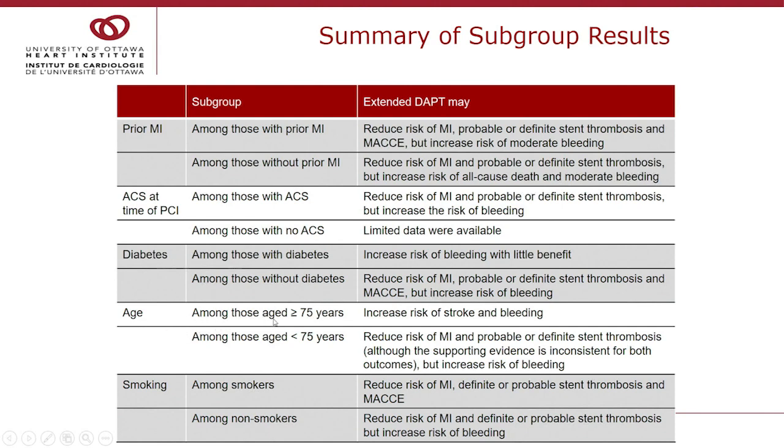For age, for those over the age of 75, there's an increased risk of stroke and bleeding, not very helpful. Among those less than 75, we found a reduced risk of MI, probable or definite stent thrombosis. Again, in brackets, you can see I put, although the evidence is inconsistent, because of the difference between the DAPT trial and other trials, but there's also an increased risk of bleeding. And finally, among smokers, reduced risk of MI, definite or probable stent thrombosis and MACE with extended DAPT. Among the non-smokers, you'll see again a reduced risk of MI, definite or probable stent thrombosis, but now that's associated with an increased risk of bleeding.